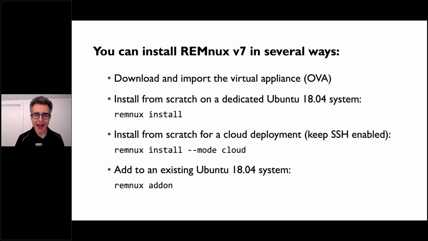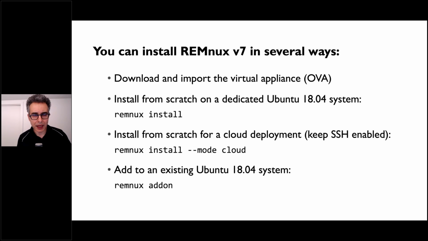Or if you already have an existing system that you like to use, for example, SIFT workstation is one popular choice, if it's based on Ubuntu 18.04, then you can run the installer with the option --mode addon. I think I made a typo here on the slide, but the documentation site presents this option properly. Then it will install REMnux on an existing system, and the add-on mode does not modify your existing user experience. So if you have a system that's set up just the way that you like it, the add-on mode is not going to interfere. It's just going to install all the underlying tools.